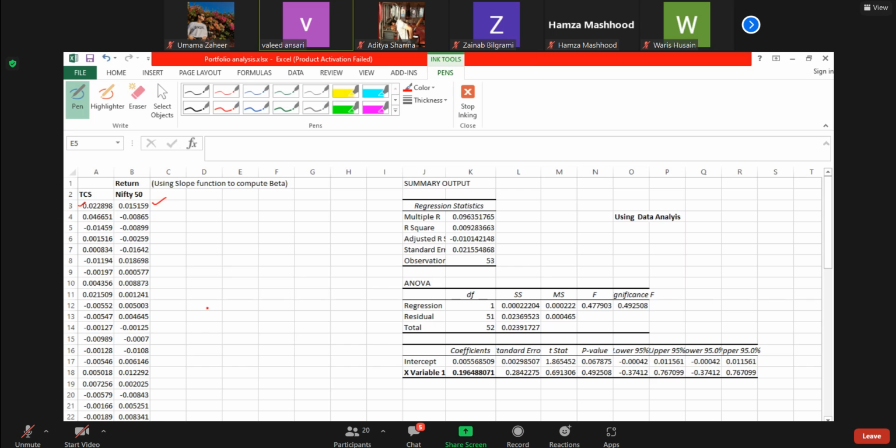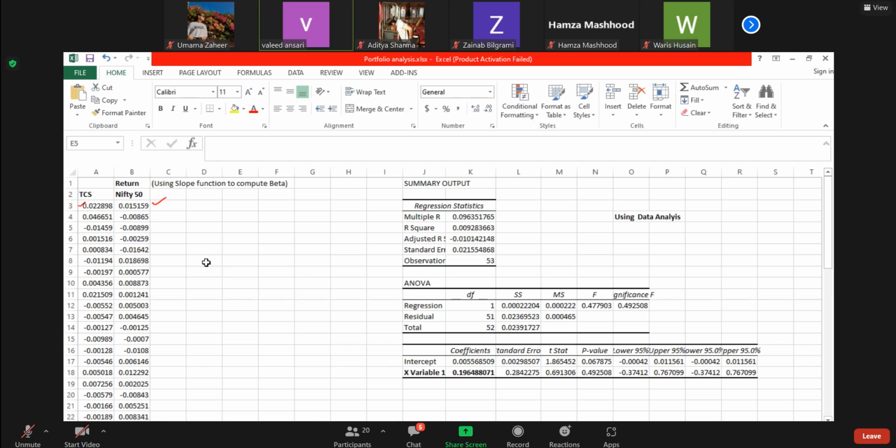What I have done is, there is a function in Excel which we call the slope function, or we can use it through the data analysis function, which is shown here. For instance, if you want to calculate beta, there you just click here, slope. Slope is the regression, it gives regression through the given data points.